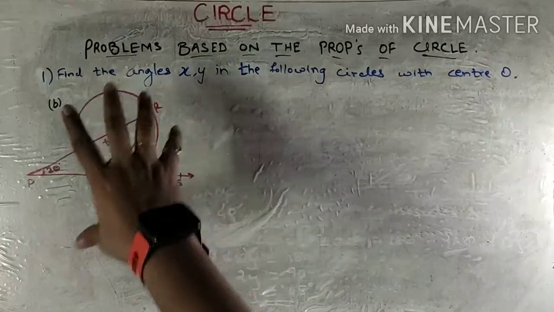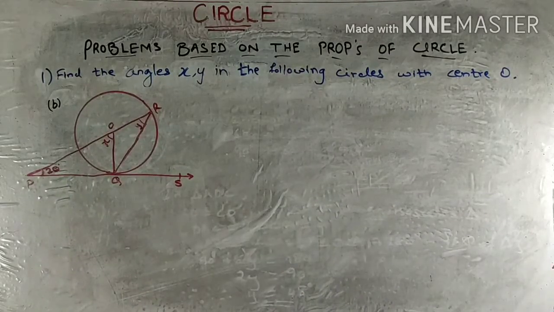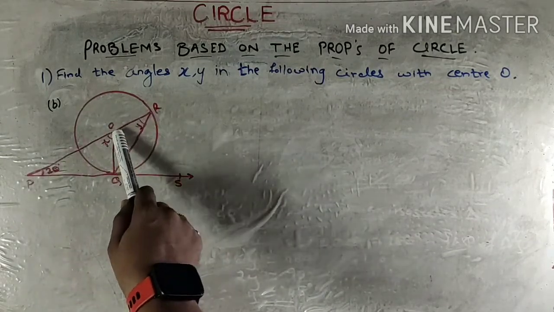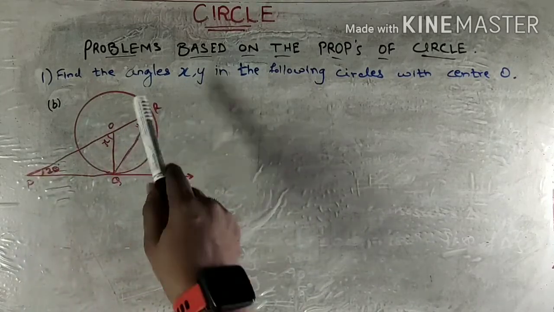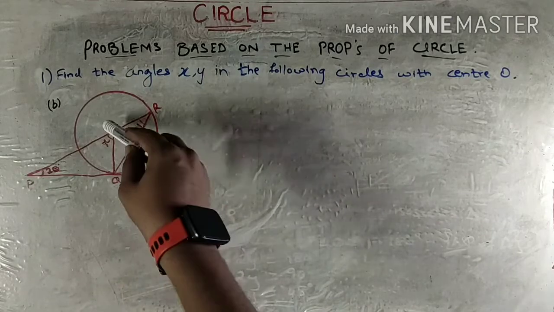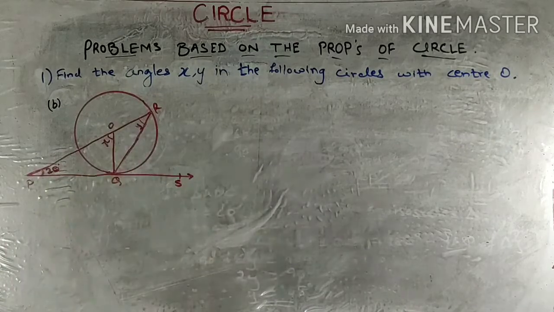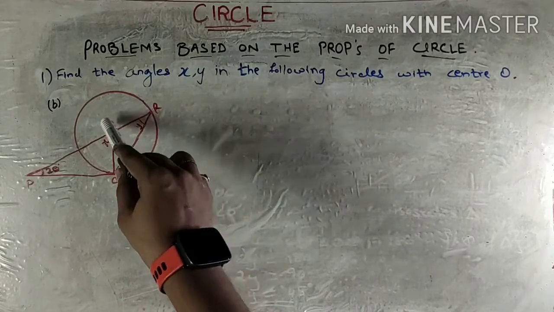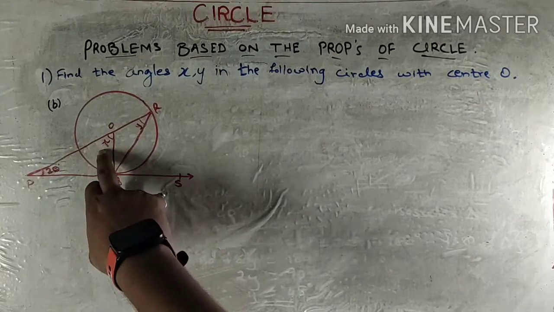We are given there's a circle, a tangent PQS, radius OR, the other line segment moving from P till R. At center we have one angle subtended by PQ. Next there's another angle ORQ on the circle. So here we are supposed to find the value of X and Y.